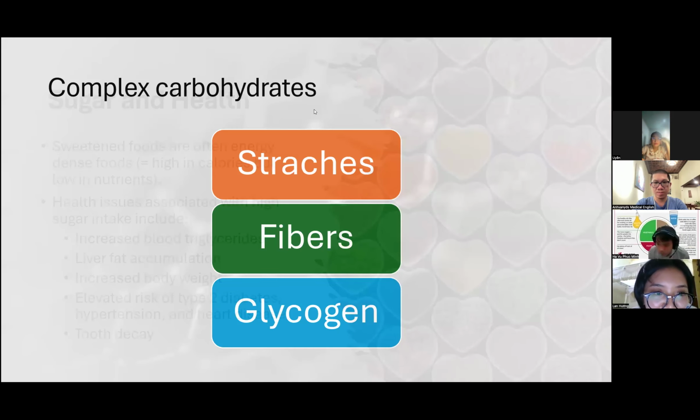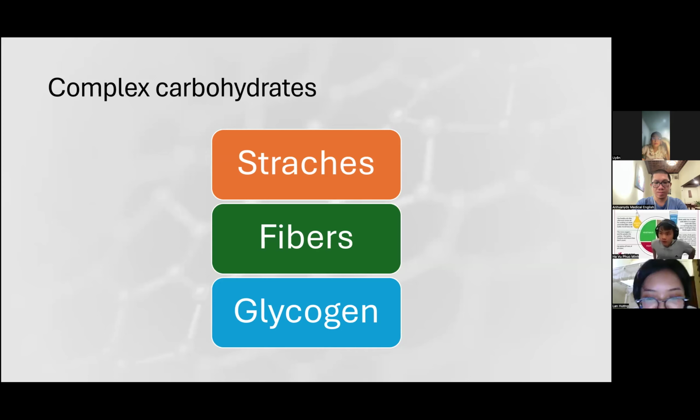Okay, thank you, Dr. Hương, for the presentation about simple sugar, and thank you to Dr. Lan for the general overview of carbohydrates. So I will talk about complex carbohydrates. So carbohydrates have been classified. There are three types of carbohydrates: starch, fibers, and glycogens.